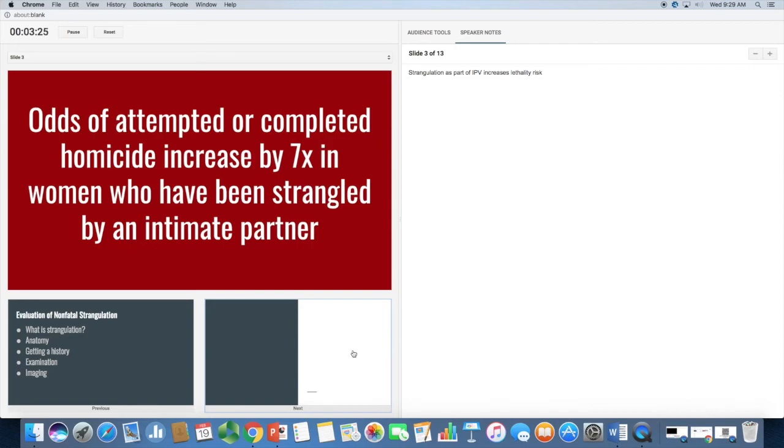So beyond the actual initial presentation, it's really important to think about strangulation in a broader context. In the context of an intimate partner violence relationship, strangulation increases the risk of attempted or completed homicide by many times. If you look through the data, it's really anywhere between 4 times, 7 times, 10 times. But really, for our purposes, all you need to remember is that it increases it exponentially. And so it's something that we need to think about when we see these patients in the emergency department.